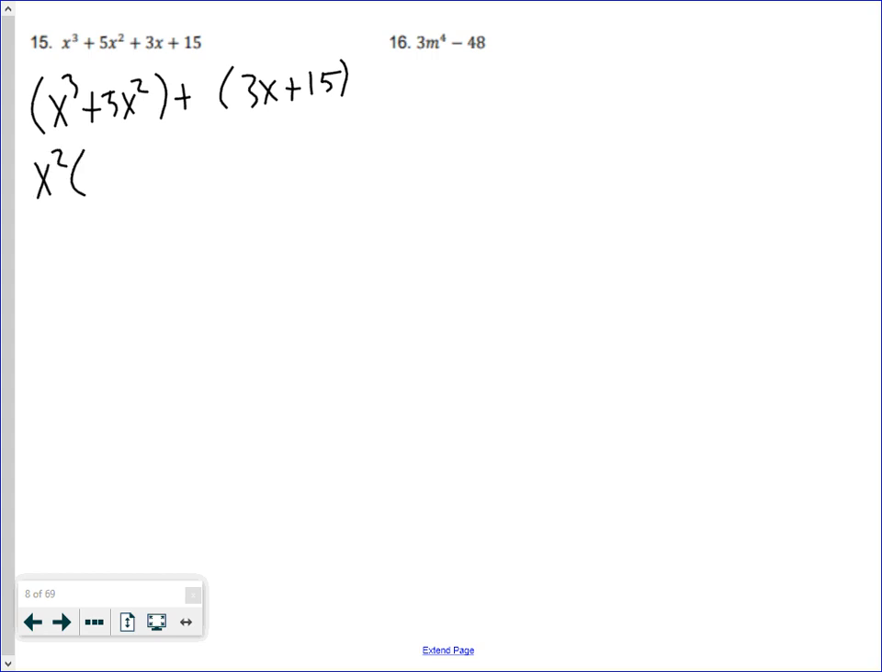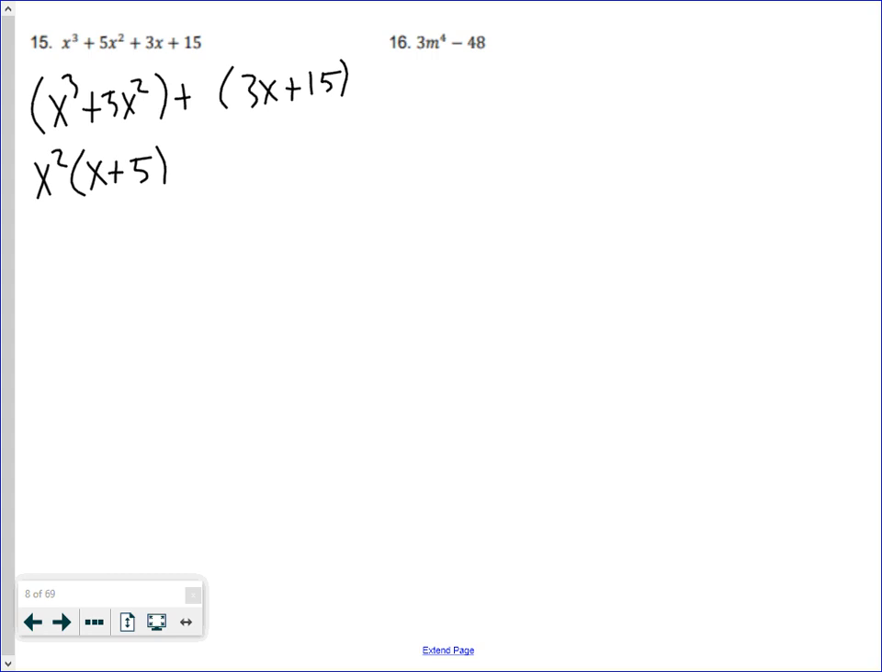On number 15, what we're told to do is factor these all out completely. So we have x cubed plus 5x squared plus 3x plus 15. For this one, we're going to do this by factoring by grouping. We're going to group up the first two, x cubed plus 5x squared, and we're also going to group up 3x and 15. We're going to take the GCF out of each pairing. The GCF of the first pair is x squared, and we're left with x plus 5 inside.